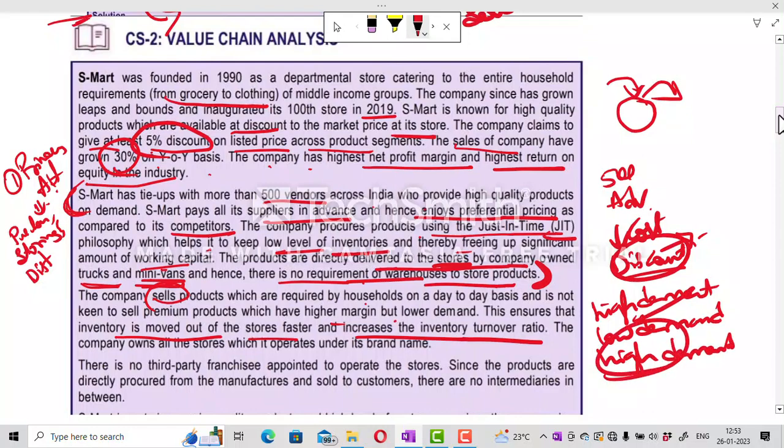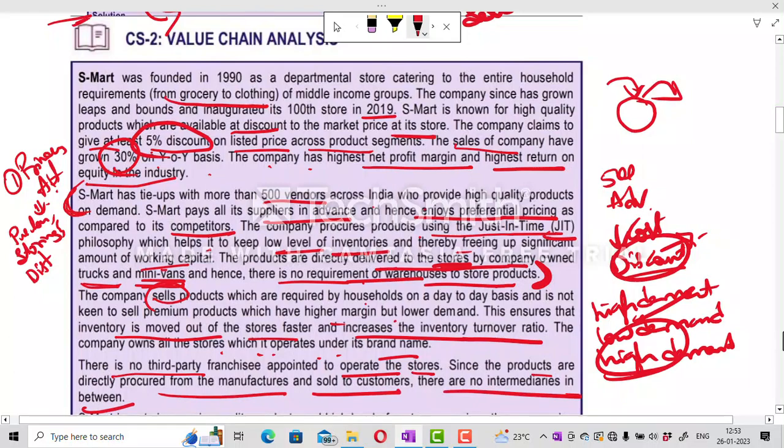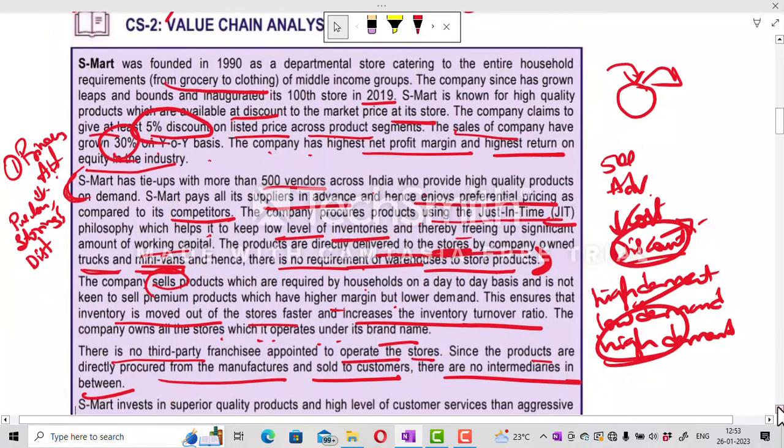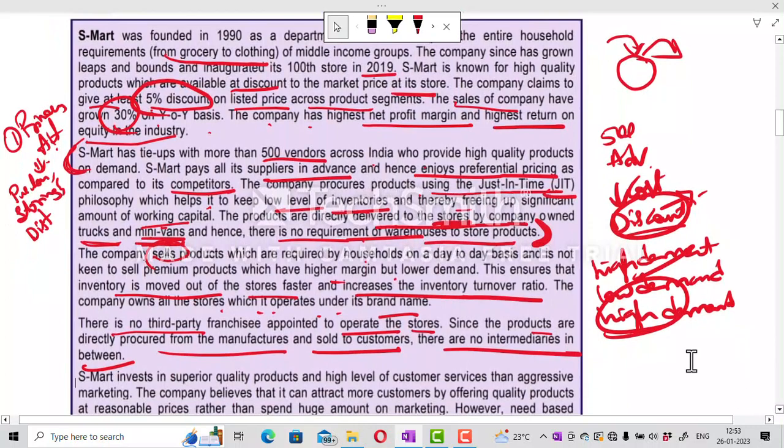Okay, the company owns all the stores which it operates under its brand. There is no third party franchise appointed to operate the stores. Since the products are directly procured from manufacturers and sold to customers, there are no intermediaries in between. Okay, if there are many intermediaries, we have to increase the cost for them.